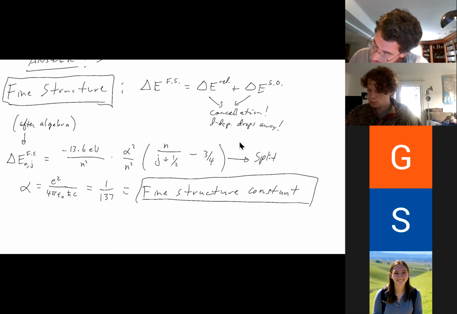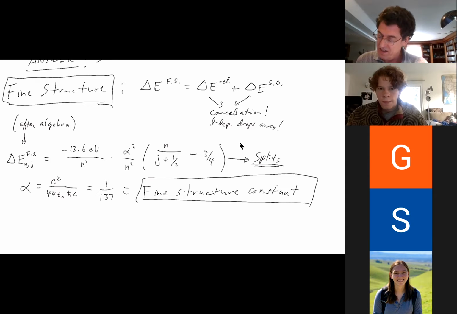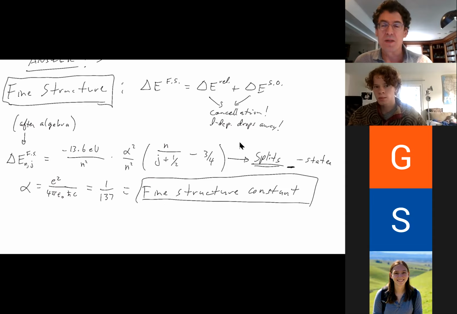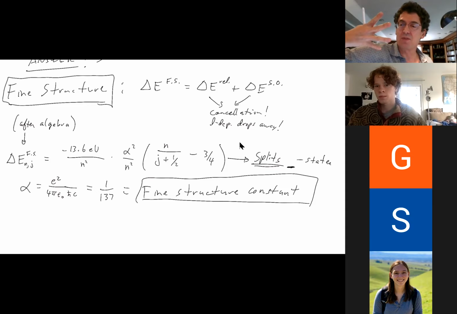Okay, so we see that the fine structure splits some states. There's degeneracy. And so what states does it split? Which states does it split? Somebody tell me. There used to be degeneracy in a particular quantum number, and now there is no longer that degeneracy. The fine structure correction split. These are four degenerate states, my fingers, and then I go, boop, now they're split. Degenerate, split. Which states got split by this correction?